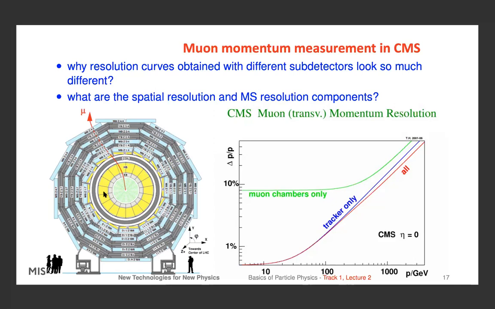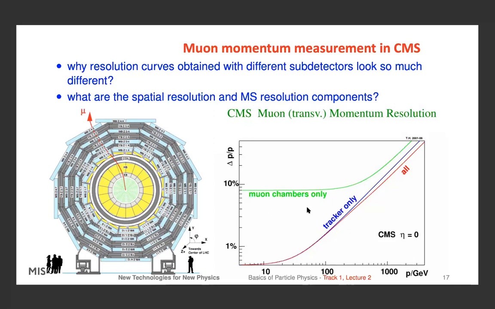Inside the magnet, it goes in one direction, and then outside it goes in the opposite direction. That's why the muon changes its curvature. And then you can measure the momentum of the muon by using only the information here. And here's the resolution which you get. The blue curve corresponds to the resolution which you get by measuring muon momentum only with the tracker, so by looking only at this piece of the tracker. And you can see that these two curves look very different from each other. So the question is why?